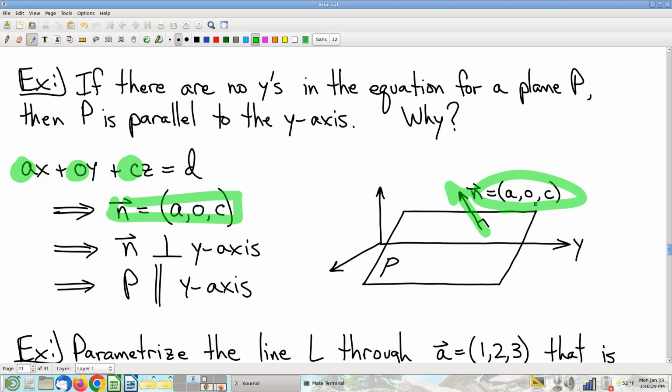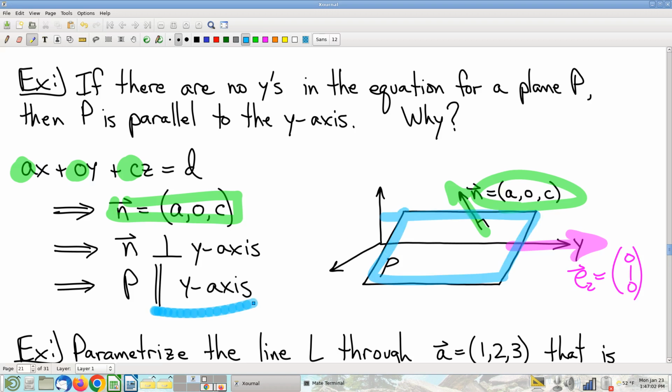And it's pretty easily observed that the normal vector is perpendicular to the y-axis, because the y-axis is in the direction of the vector e2, that is 0, 1, 0. And pretty easy to see that this dot product is 0. That means that these vectors are perpendicular. And now I argue that because the normal vector for the plane is perpendicular to the y-axis, it follows that the plane itself is parallel to the y-axis as claimed. Everybody follow the argument there? Pretty cool result. Everybody's happy.